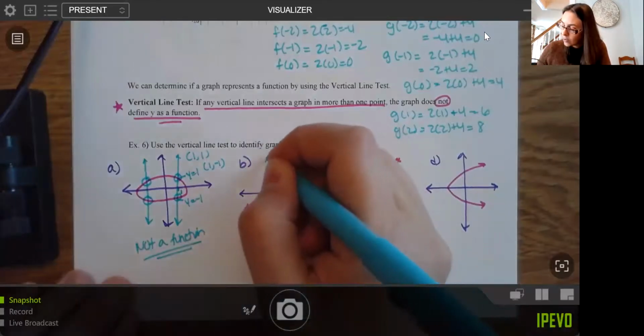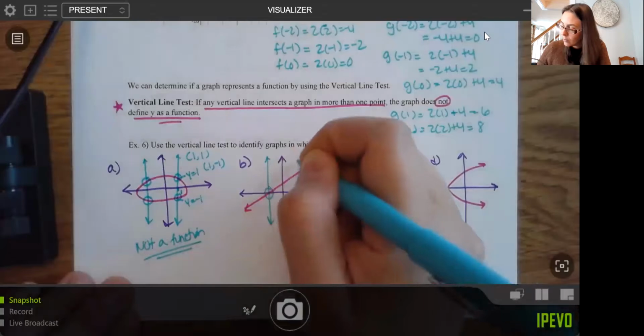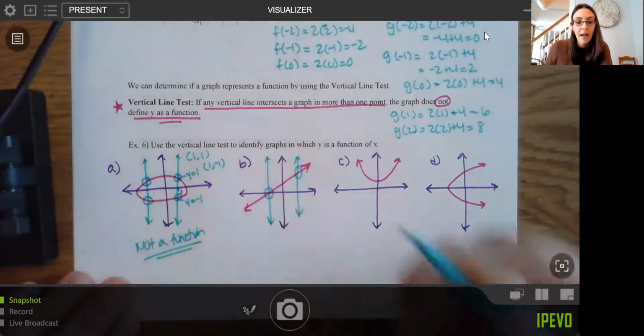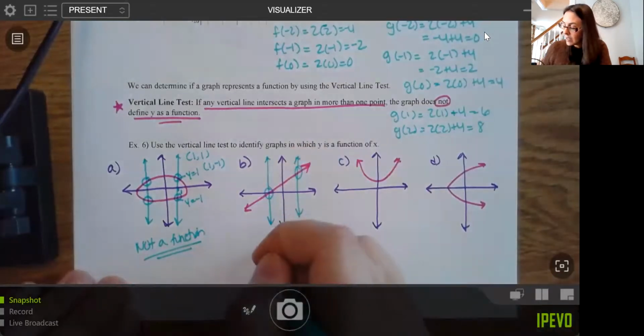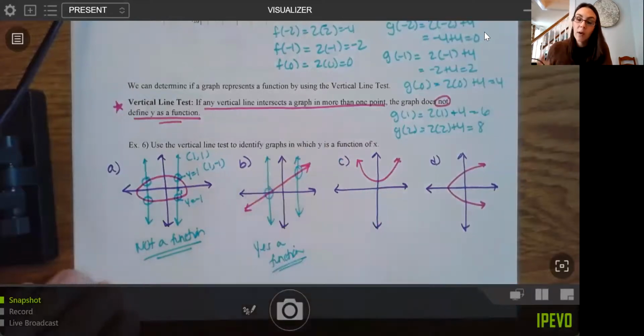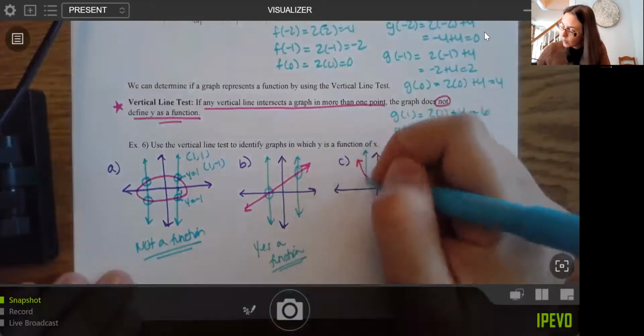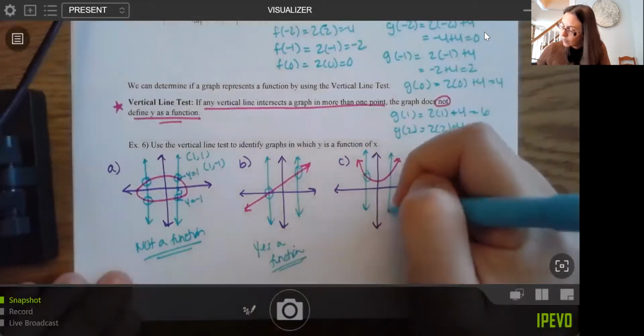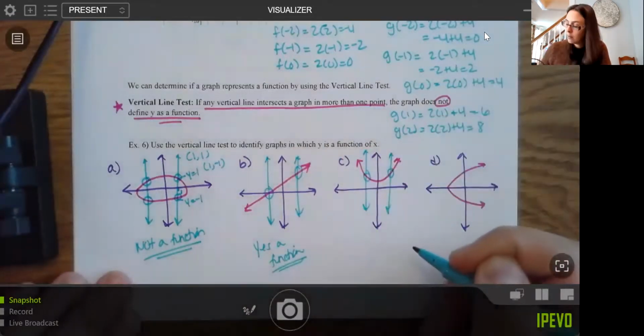In B, if I draw vertical lines through, I'm only going to hit that graph one time. So something like this is a function. What's happening is that each x value only has one y value with it. Same thing would be true here. No matter where I draw a vertical line, it only touches once.